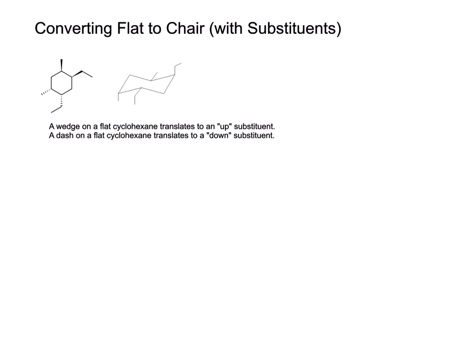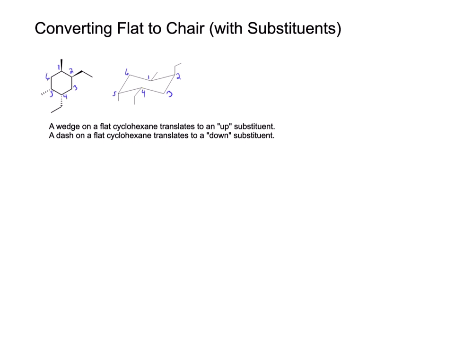Anytime you have a wedge on a flat cyclohexane, that is going to translate to an up substituent. A dash on a flat cyclohexane translates to a down substituent. To show you more clearly how this works, I'm going to number the carbons in the cyclohexane 1 through 6. This is going to be arbitrary. I'm not doing this for naming purposes. Again, I'm just doing it to show you the relative positions of the substituents.